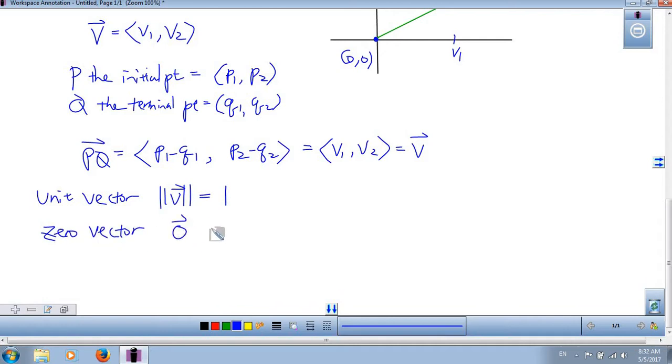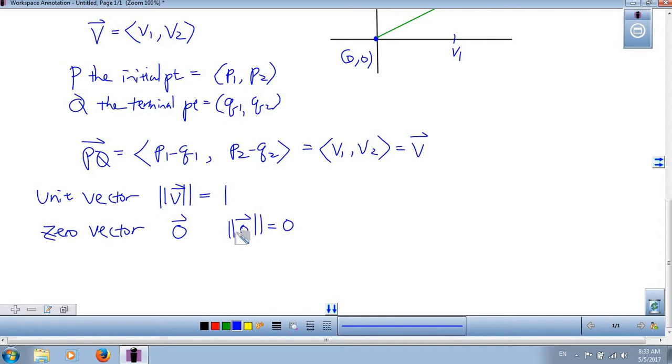And the 0 vector has a magnitude of 0. Okay, the magnitude is equal to 0. And any two vectors are equal only if they have the same magnitude and directional angle. That means their components have to be the same. The v1 and v2 have to be the same.